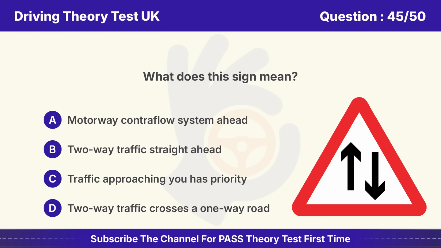Question 45. What does this sign mean? Option A. Motorway contraflow system ahead. B. Two-way traffic straight ahead. C. Traffic approaching you has priority. D. Two-way traffic crosses a one-way road.